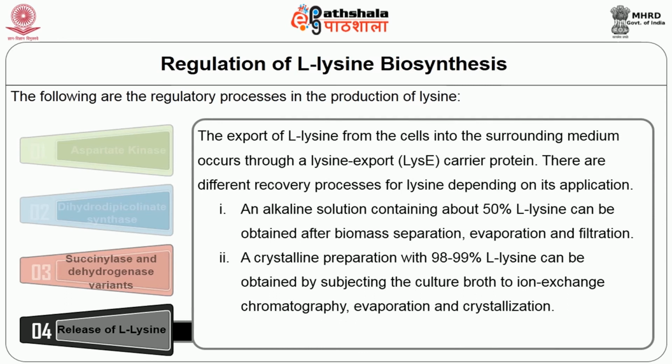There are different recovery processes for lysine depending on its application. An alkaline solution containing about 50% lysine can be obtained after biomass separation, evaporation and filtration. And second, a crystalline preparation with 98 to 99% L-lysine can be obtained by subjecting the culture broth to ion exchange chromatography, evaporation and crystallization. Typical strains today provide only conversion efficiencies up to 50%.